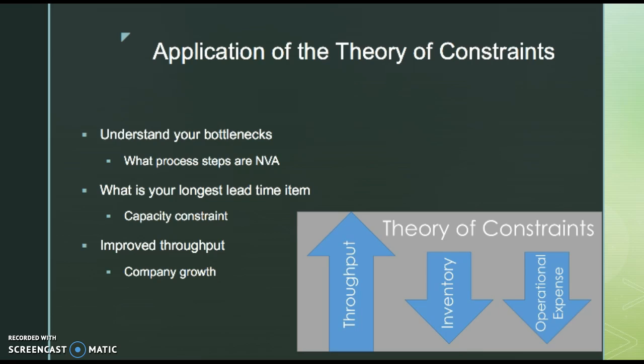The specific areas of the theory of constraints that I found most impactful are understanding your bottlenecks, identifying your longest lead time item, and improving throughput in order to meet demand. Bottlenecks are a very important metric for many manufacturing facilities as they directly impact the amount of material that can make it through a production process.